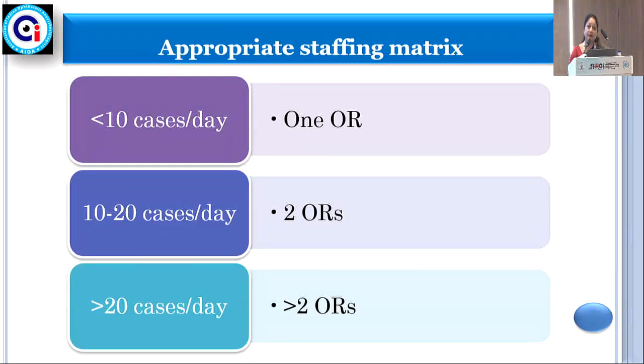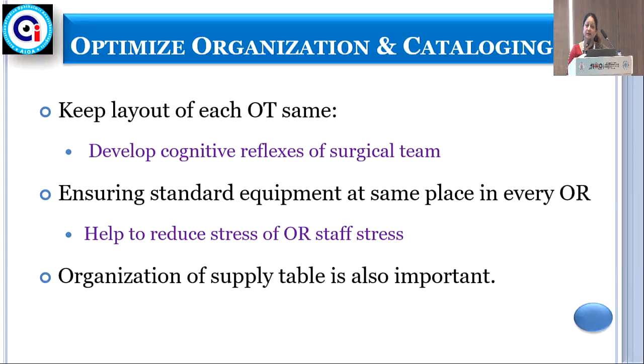If per day less than 10 cases are there, 1 OR is sufficient; 10 to 20, 2 ORs; and if you are doing more than 20 cases, then more than 2 ORs may be needed, and accordingly staff will be there. The other thing is the organization of the OT. Keep the layout of each OT the same, so that the staff will develop a cognitive reflex and things will be less delayed. Sometimes the thing is on the right side, sometimes the machine is on the left side, so it is difficult.